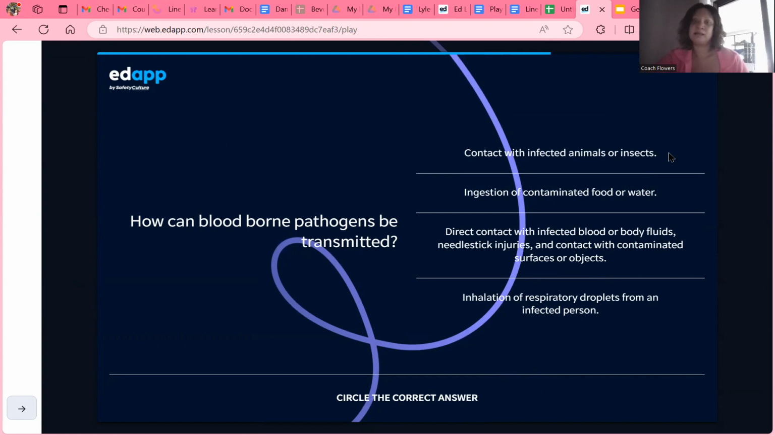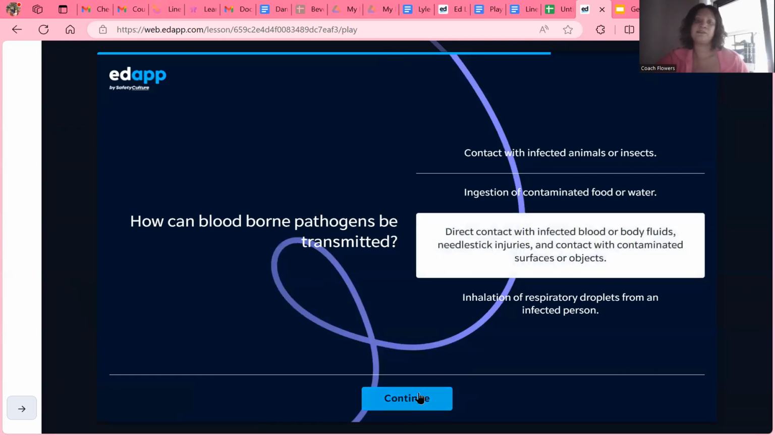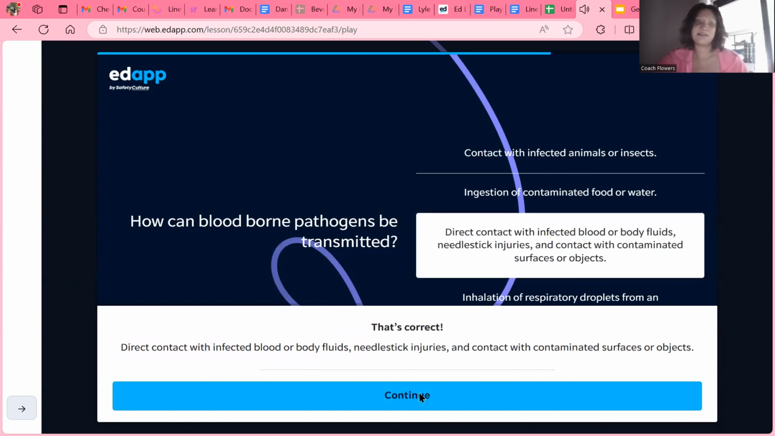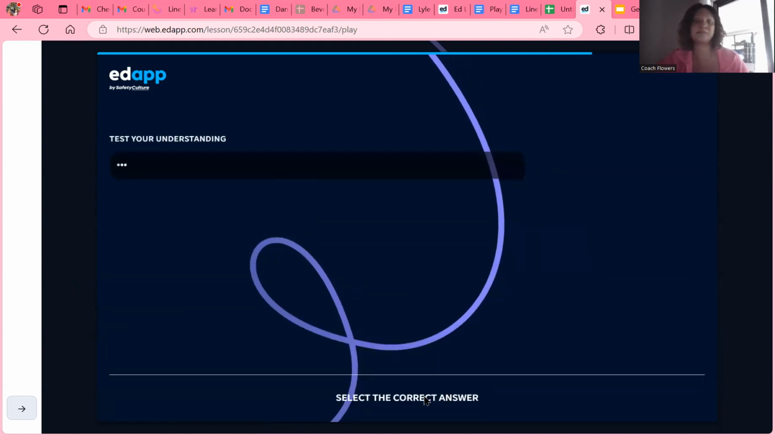How can bloodborne pathogens be transmitted? A, contact with infected animals or insects. B, ingestion of contaminated food or water. C, direct contact with infected blood or bodily fluids, needle stick injuries, and contact with contaminated surface or objects. Or D, inhalation of respiratory droplets from an infected person. If you said C, that's correct. Direct contact with infected blood or body fluids, needle stick injuries, and contact with contaminated surface and objects.